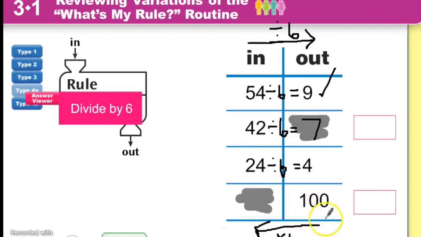Now I have the out right here, and I need to figure out the in. I need to work from right to left. When I work from right to left, I'm going to multiply by 6. What is 100? Multiply by 6. Well, that's easy, Miss Housenick, because I know that 6 times 1 is 6, and there are 2 zeros, so that answer should be 600.